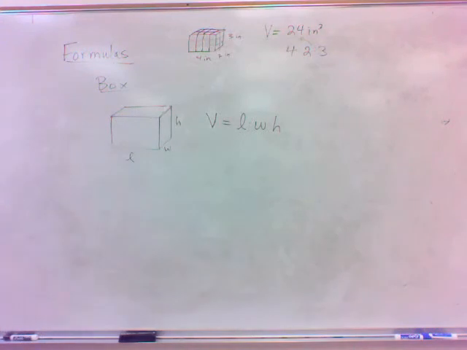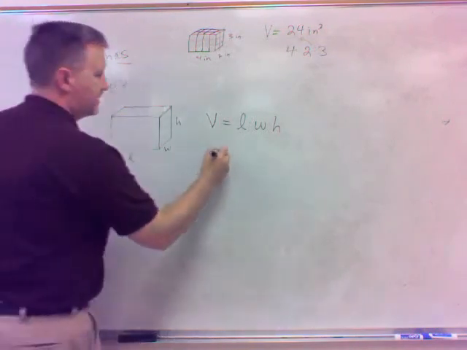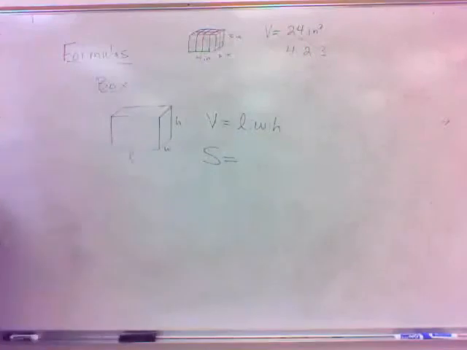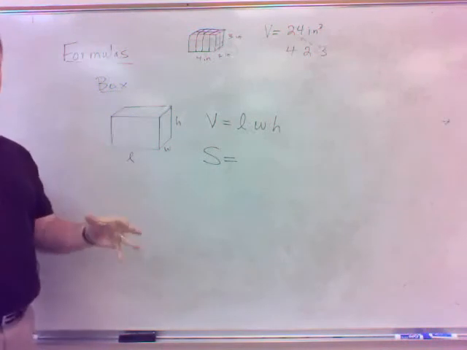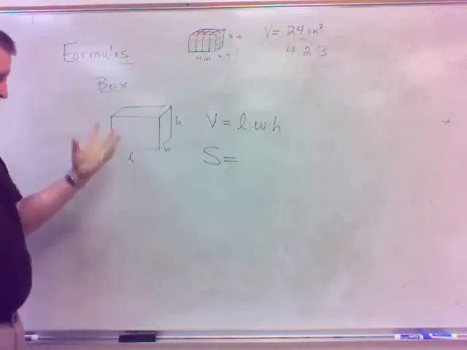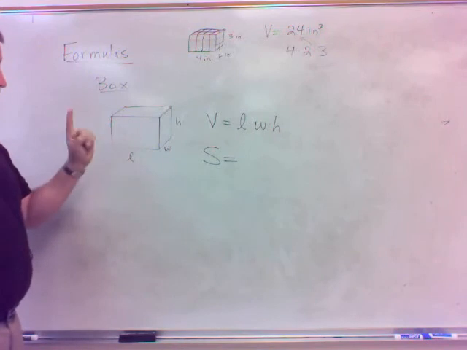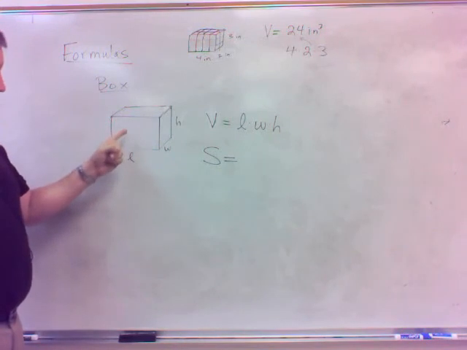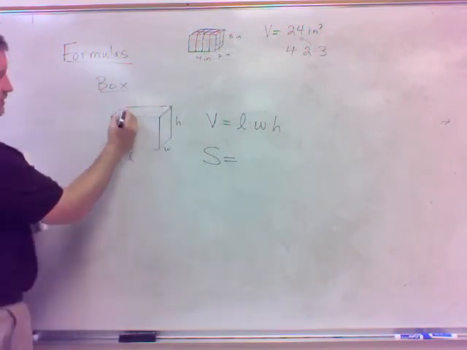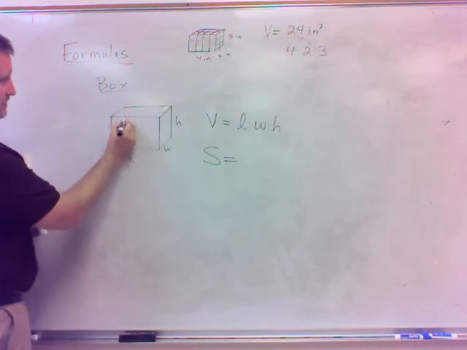Now, surface area. Surface area we'll denote with an S. So let's talk about surface area for this box. Like we said, surface area is just a measurement of the area of all surfaces. How many surfaces do I have for a box? Well, for a box, let's see, let me put some more lines in here. Let's do dotted for hidden ones. Okay.